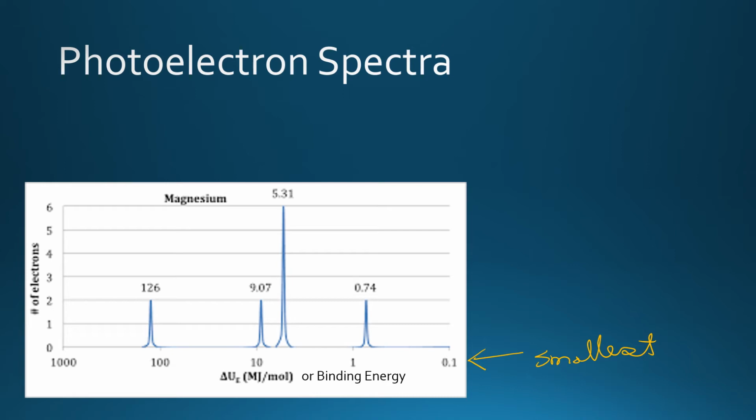Notice the vertical axis is number of electrons. So it doesn't really mean 2 electrons, but it's a relative amount. Along the bottom, your x-axis, megajoules per mole, or it could be the binding energy. You might see some type of energy down there. Now, with this spectra, it tells us the element is magnesium.